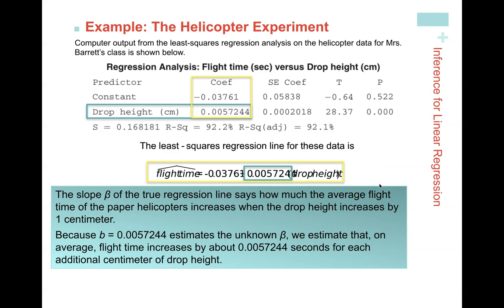And again, remember how to interpret little b. Little b tells us that as the drop height increases by 1 centimeter, the predicted flight time increases by 0.005 seconds.